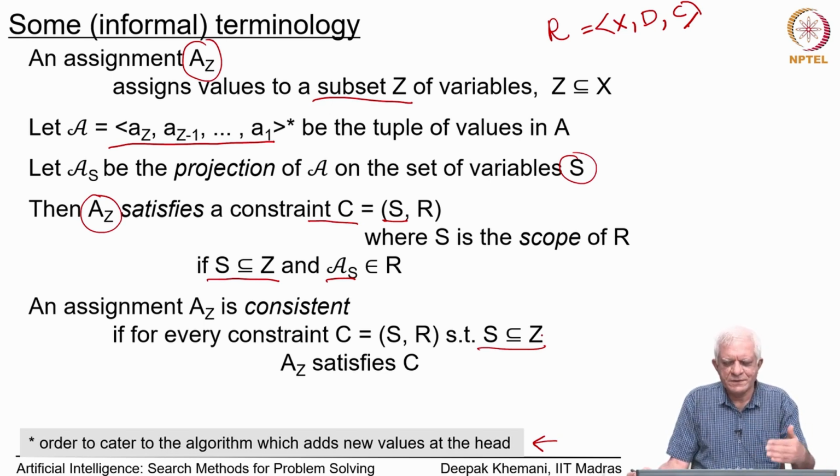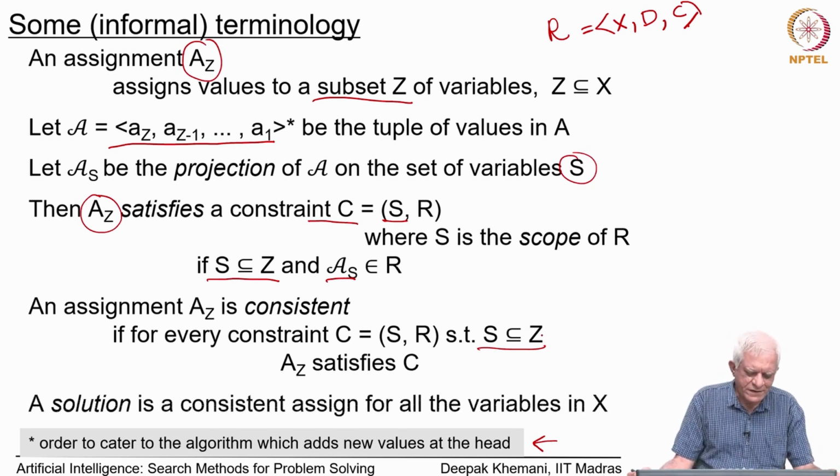We will go variable by variable, try out a value for a variable and see if it is consistent with the assignment which has been done so far essentially. And if we can reach the end, then we have a solution. A solution is a consistent assignment for all the variables in X.